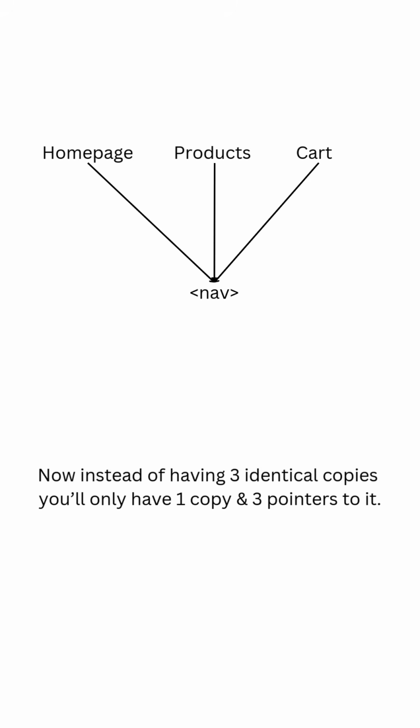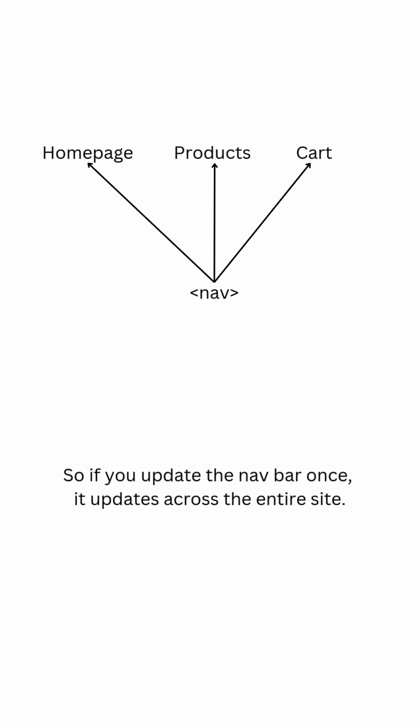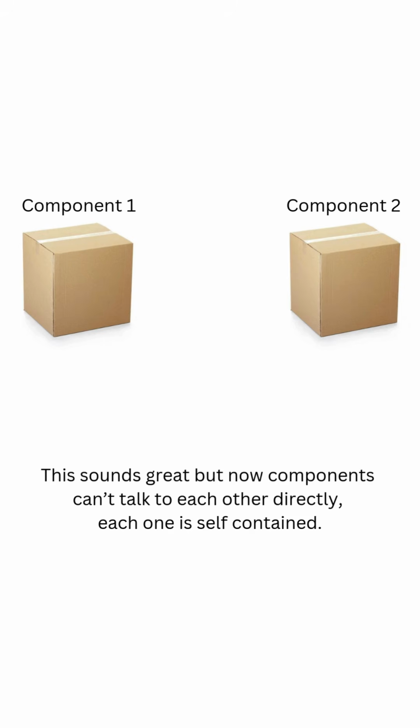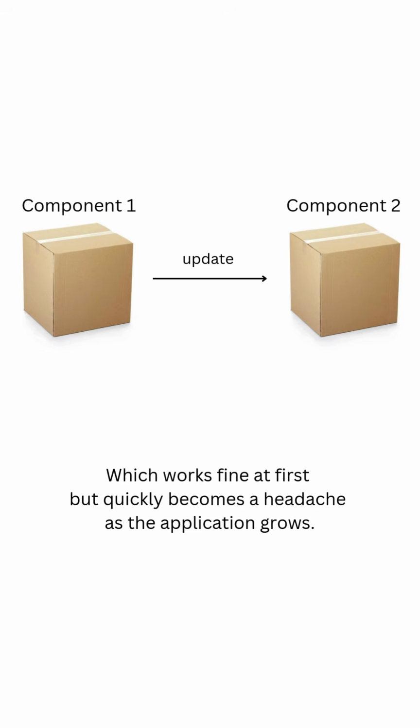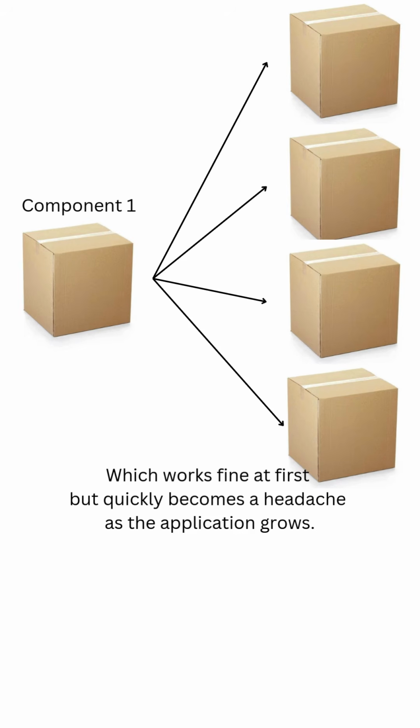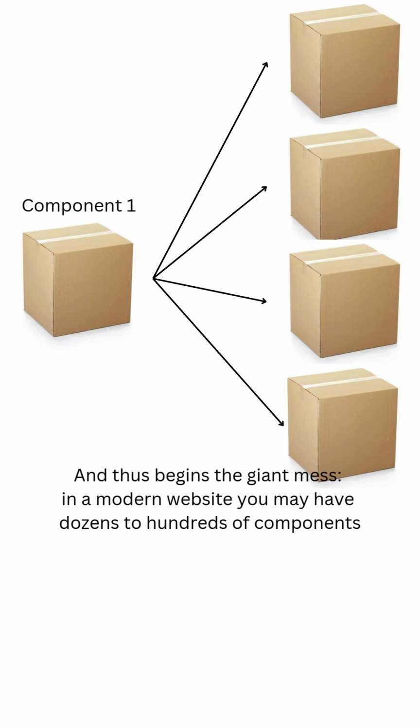Now instead of having 3 identical copies, you'll only have 1 copy and 3 pointers to it. So if you update the nav bar once, it updates across the entire site. This sounds great, but now components can't talk to each other directly. Each one is self-contained. They now need to send explicit messages to each other, which works fine at first, but quickly becomes a headache as the application grows. And thus begins the giant mess.